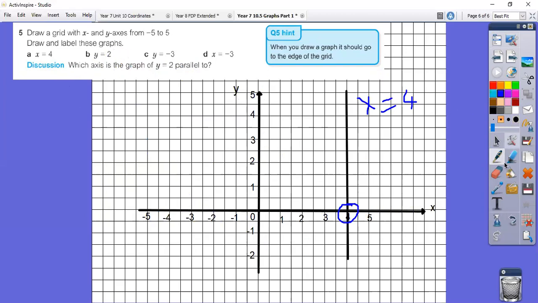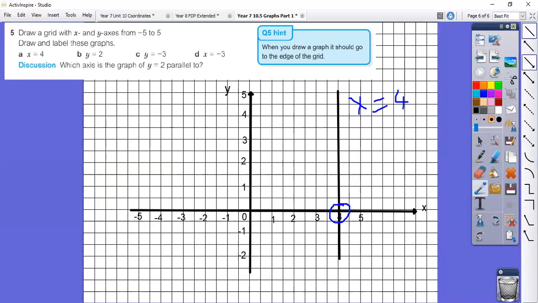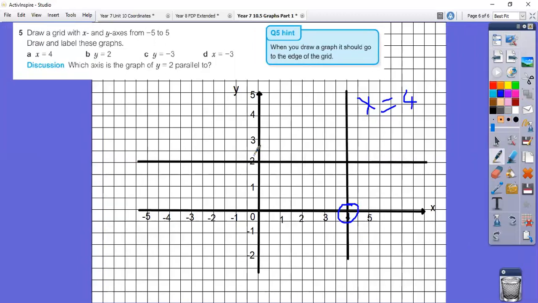I'll just quickly show you, in case you're getting stuck, that the y equals 2 line here will be this line running parallel to the x-axis, but for every point, every coordinate on this line, the y coordinate will always be 2. So this is y equals 2.